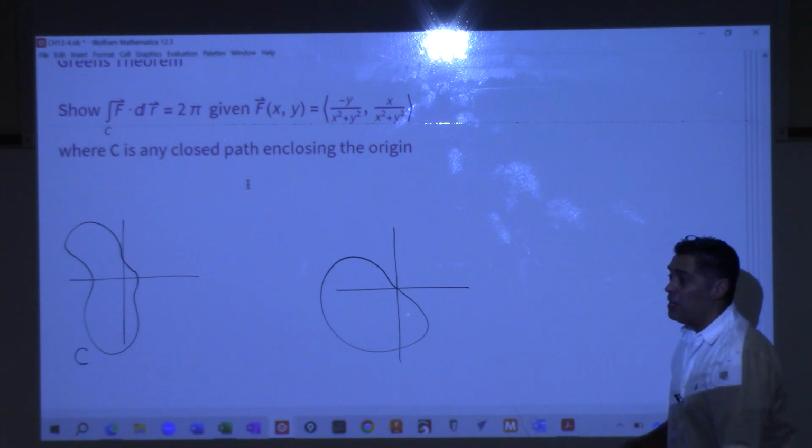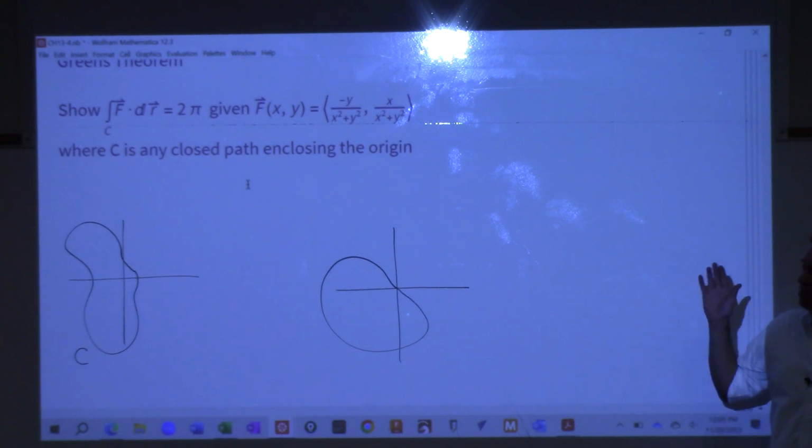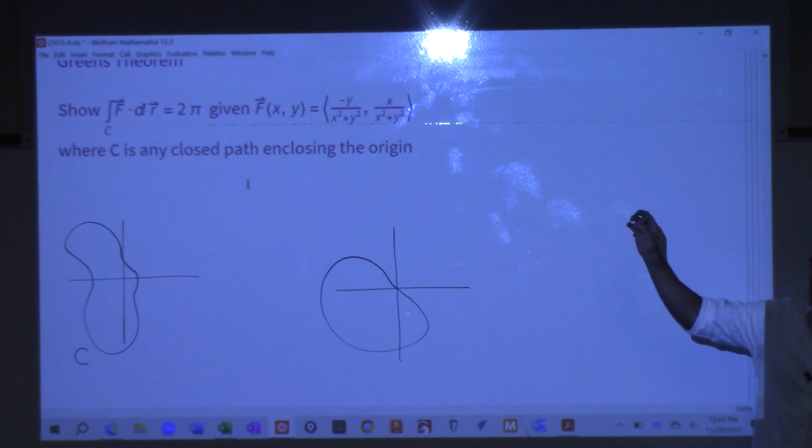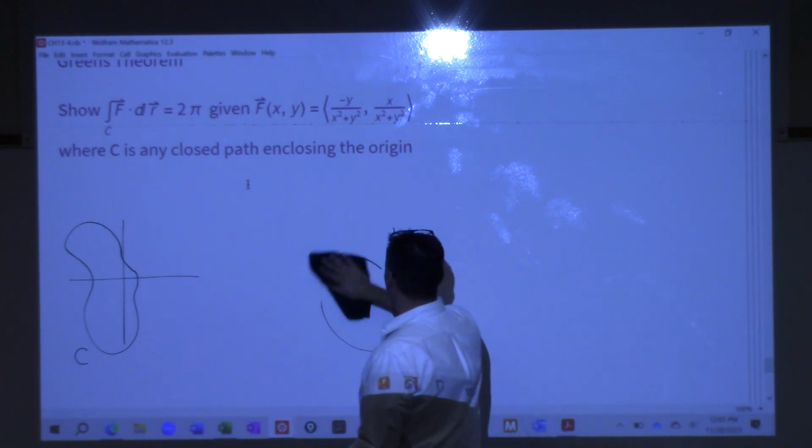So how am I going to go about this? When you see me do this, it's not going to seem natural. You're going to be like, I never would have thought of that. But that's the whole point of this, is trying to show you how mathematicians can do something like this and give you a general answer without actually ever having to try every path. So here's what we're going to do.